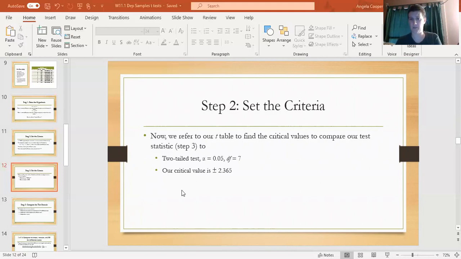So we have step 2 done. We know that if the test statistic that we calculate from this problem is greater than positive 2.365 or less than negative 2.365, we're going to reject the null hypothesis. Meaning, if we reject the null, that's basically retaining the alternative hypothesis and saying that the mean difference in how long students spent reading with and without a teacher present, there is a difference there.